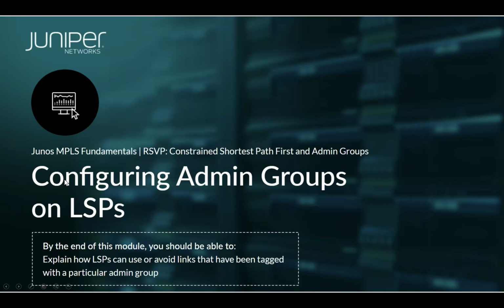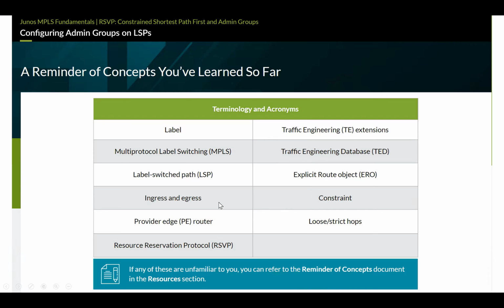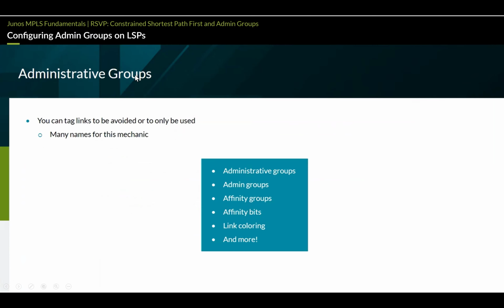And we're in the last section. The section is configuring admin groups on LSP. How to configure admin groups on LSP. Administrative groups: you can tag links to be avoided or only be used. Many names for this mechanic, like administrative groups, admin groups, affinity groups, affinity bits, link coloring, and so on.